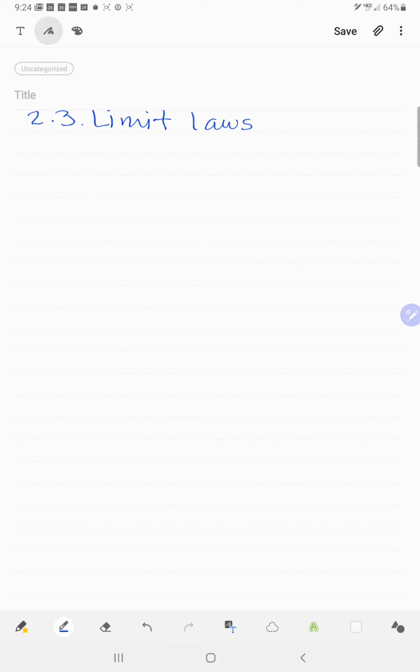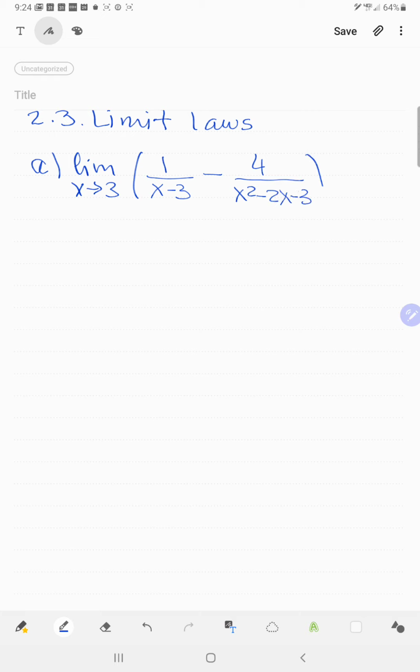So on page 2, the first question is: limit as x goes to 3 of 1 over x minus 3 minus 4 over x squared minus 2x minus 3.